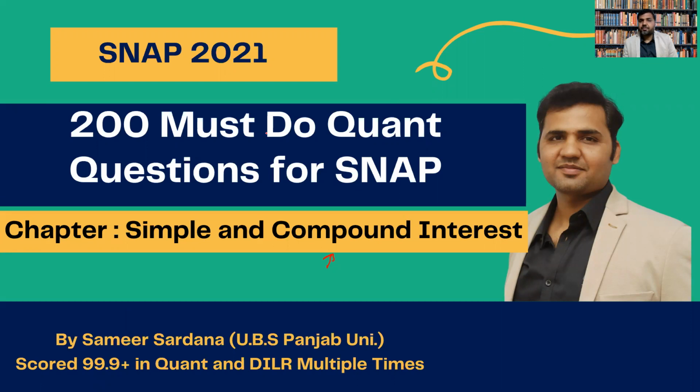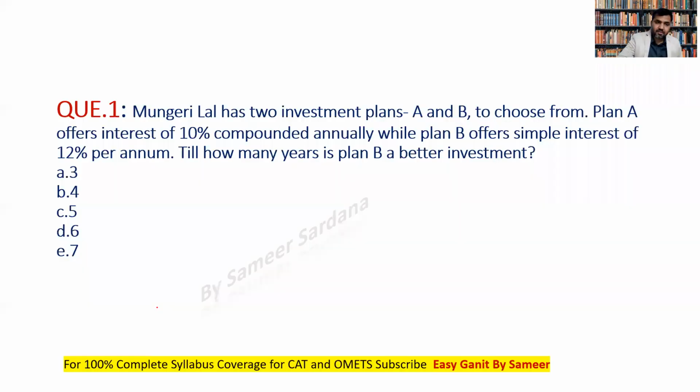This is Sunil Sadana. And in this video, in the series of 200 must-do quant questions for SNAP, I'll be taking questions from simple and compound interest. Very, very important topic. So this is the next topic that we will be covering after percentage and profit and loss. I'll be discussing 15 best questions of simple and compound interest that will help you in understanding not just the basic theory of simple and compound interest, but also it helps you in covering all concepts which are relevant for your exam. Now, let's have a look at it.